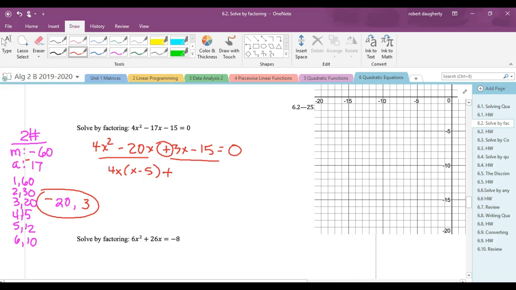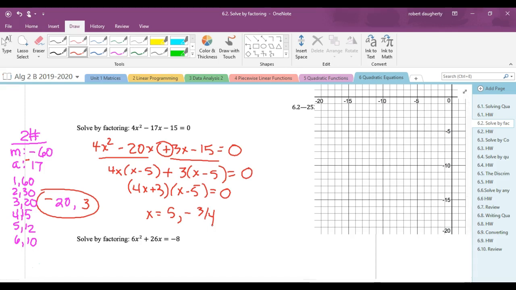And what do these have in common? 3. x minus 5 equals 0. So this tells me that 4x plus 3 times x minus 5 equals 0. So this tells me that x is equal to 5, or what? Negative 3/4. Okay.